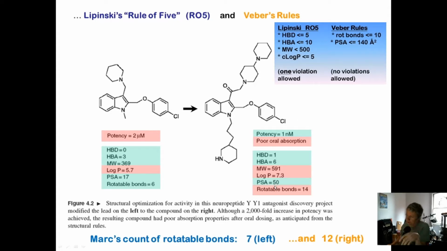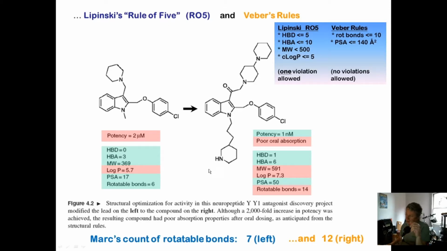And then the polar surface area is actually not that bad. It's 50 as opposed to 140, but for the rotatable bond count, they are counting 14, and I counted 12. But nevertheless, it's still over 10. So based on these parameters, this is neither Lipinski compliant, nor Weber compliant. So that kind of explains the poor oral absorption. Okay, that's kind of where we were last time.